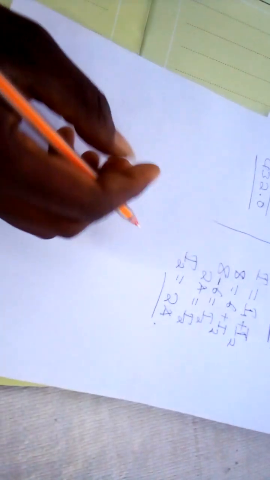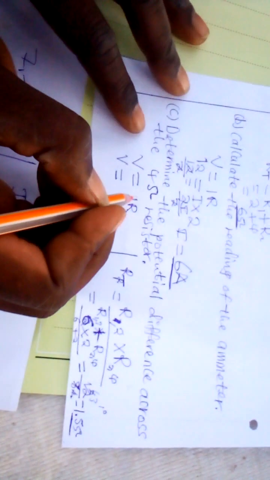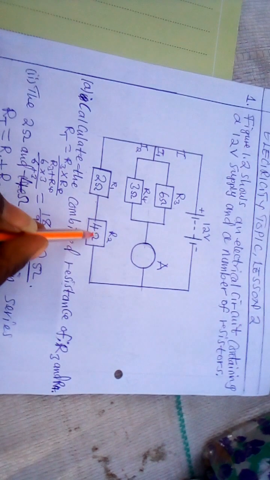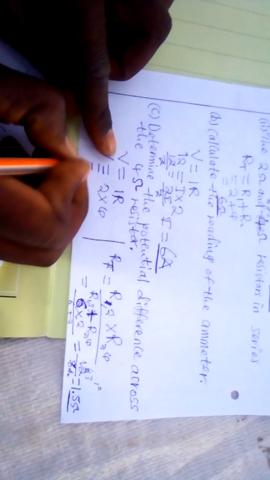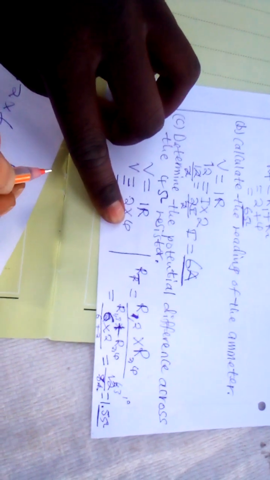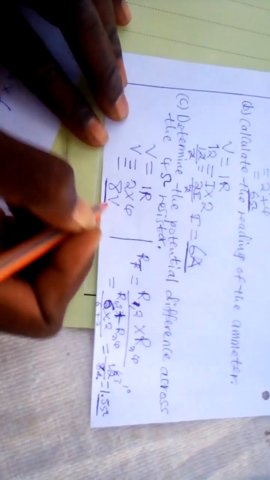So in this case, we can now come and substitute here. Voltage is equal to the current flowing in this circuit, which is 2 amps, times the resistor 4. So 2 times 4, the answer is 8 volts. So at resistor 4, the voltage is 8 volts, which you have seen here, which you have calculated.